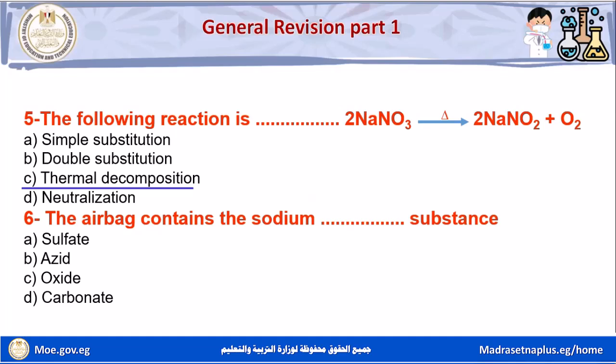Question number 6. The airbag contains the sodium space substance, letter A, sulfate, letter B, acid, letter C, oxide, letter D, carbonate. The airbag contains the sodium acid substances.